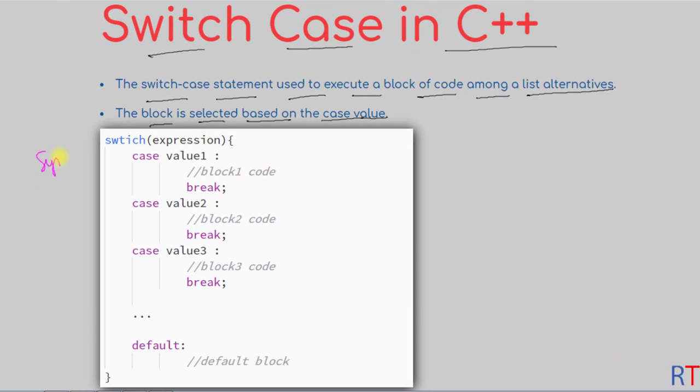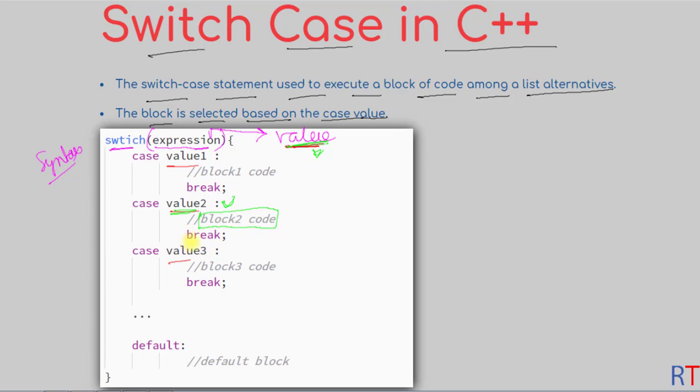And the syntax of the switch case statement is, first you have the switch keyword, and inside the parentheses we have the expression, and the expression will return one constant value. The expression value is compared against all of the case values, and if any one of the case values matches the expression value, then the corresponding block of code will be executed.